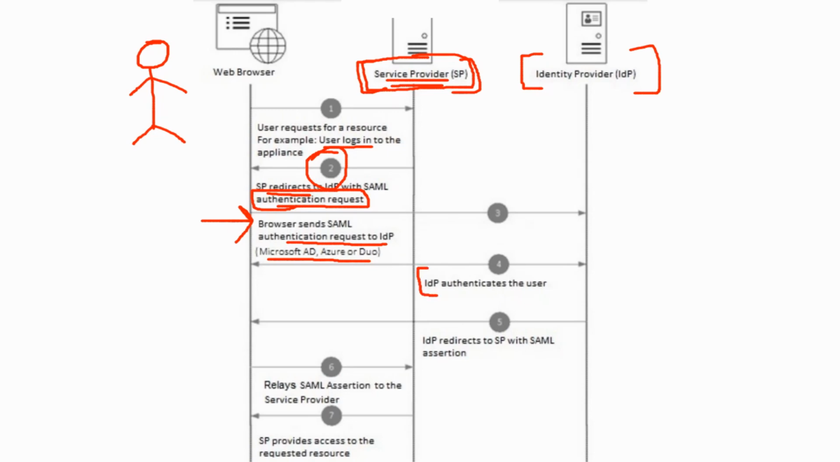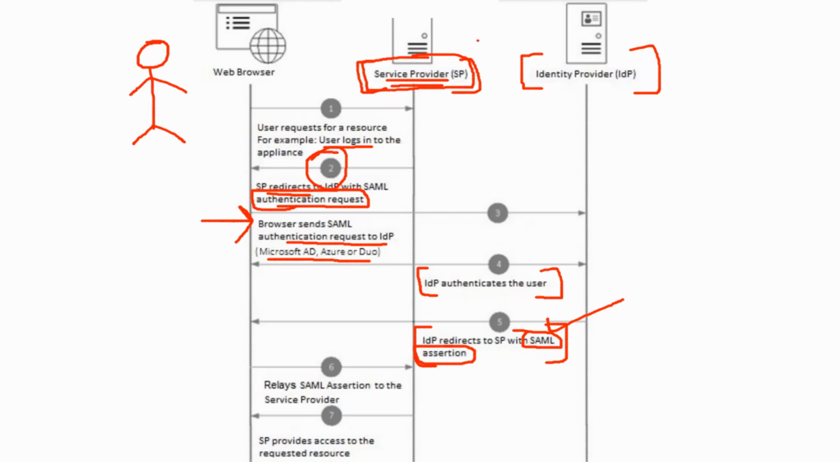What's the IDP going to do? The IDP authenticates the user. Once the authentication is done in step number five, you'll find that the IDP redirects to the service provider with the SAML assertion. Remember the last slide, as I mentioned, these are the three things that are extremely important to understand. And if you understand these three things, then SAML is done for you. You'll understand SAML inside out.